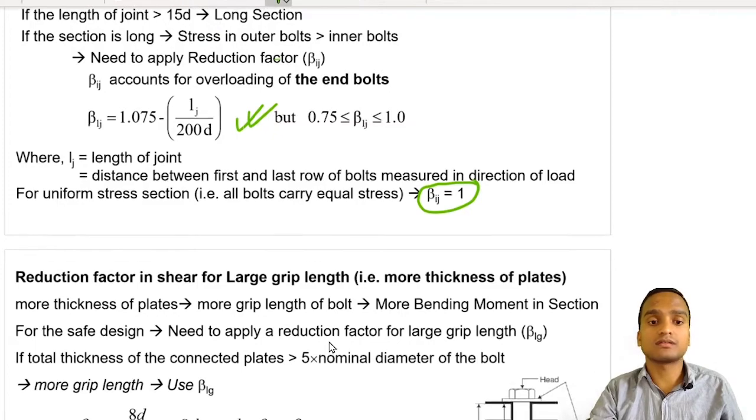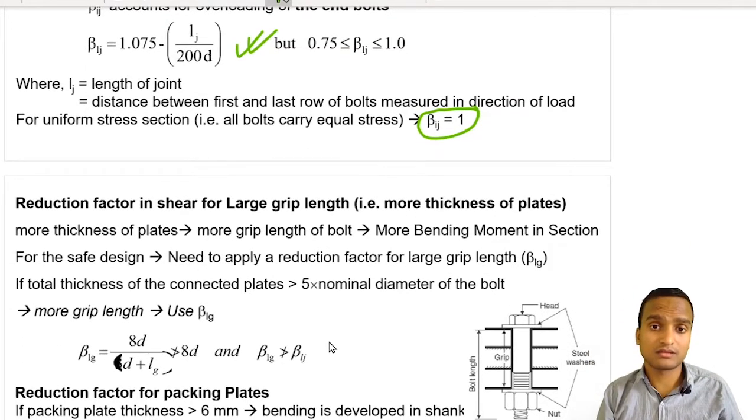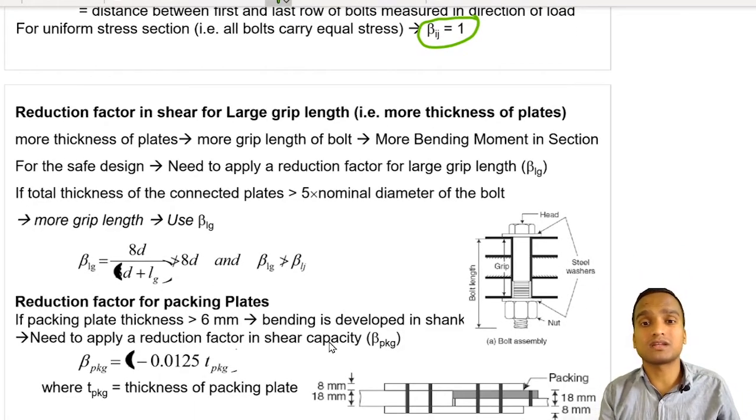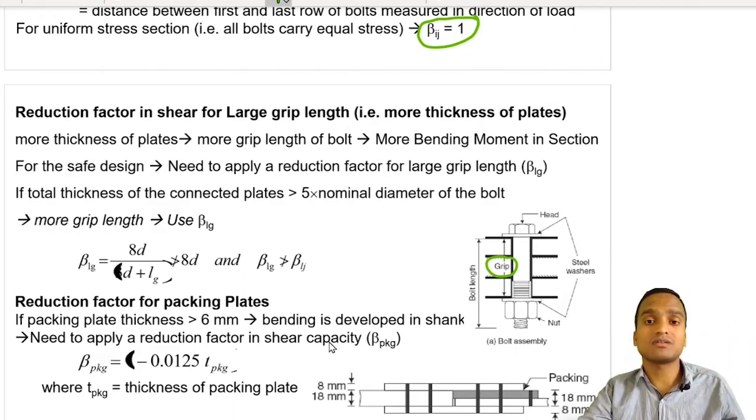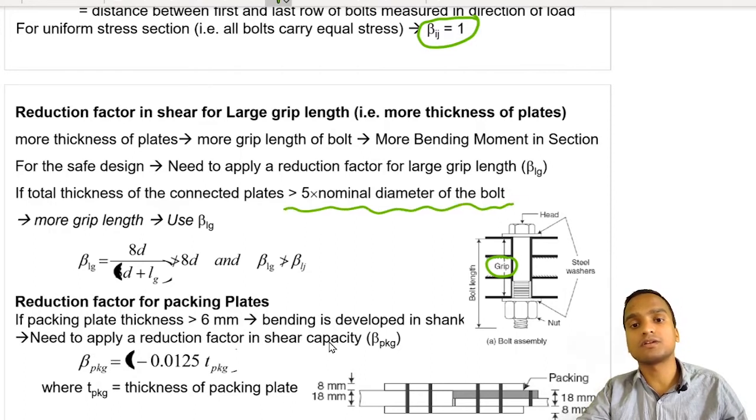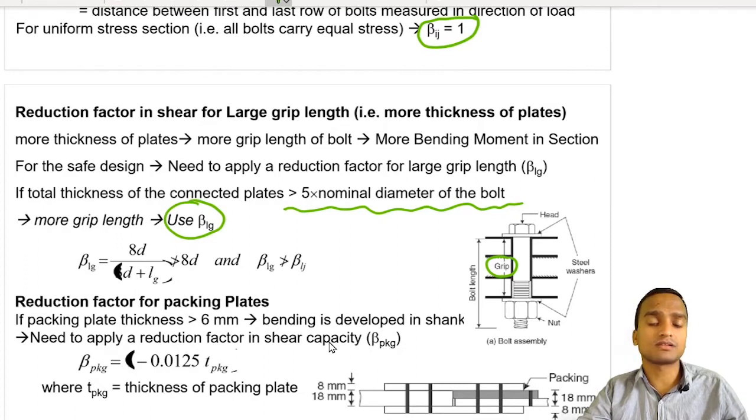Then there is a reduction factor in shear for large grip length, and large grip length occurs when we have more thickness of plates. Here I have tried to show you the large grip length. This is the grip, the distance between the top washer and the bottom washer, or the head and the nut of the bolt. This increases with thicker plates, and in those cases there are chances of more bending moment in the section. So for safe design, we reduce the shear strength of the bolt again by this factor beta lg, and it applies when the grip length exceeds 5 times the nominal diameter of the bolt. In those cases, beta lg is given by this formula in the code.